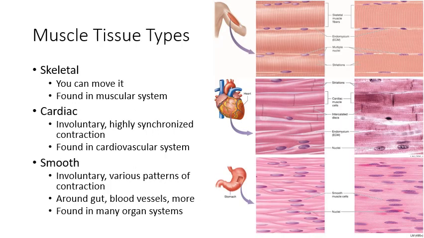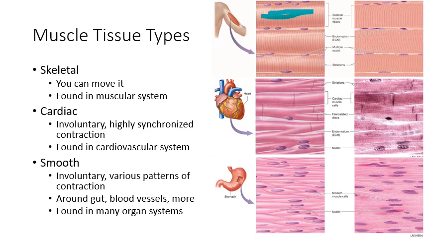You have three basic types of muscle tissue: skeletal, cardiac, and smooth. Skeletal muscle is the type that you can choose to move. It's found in the muscular system of your body, which we will cover later in this semester. It is pictured at top here. So that's the type that has the super large cells with multiple nuclei.